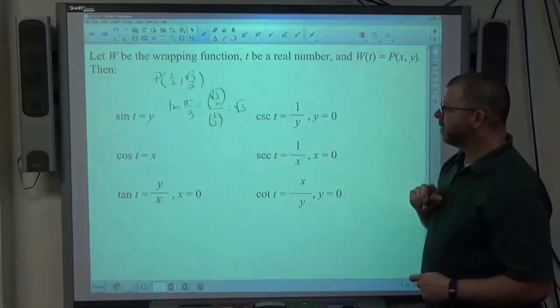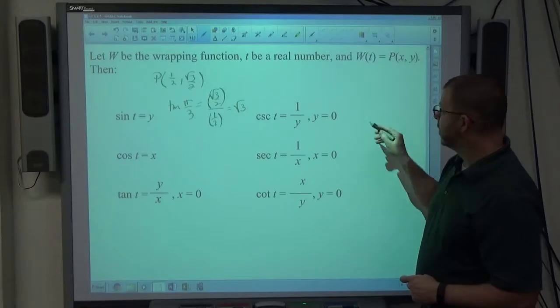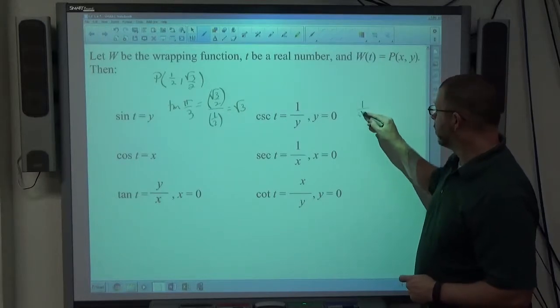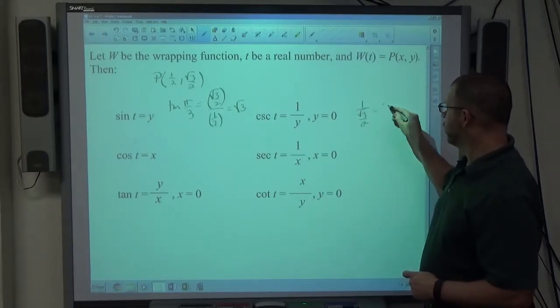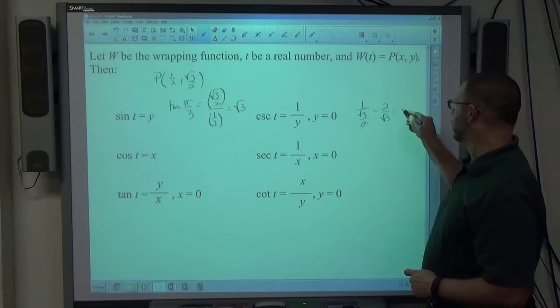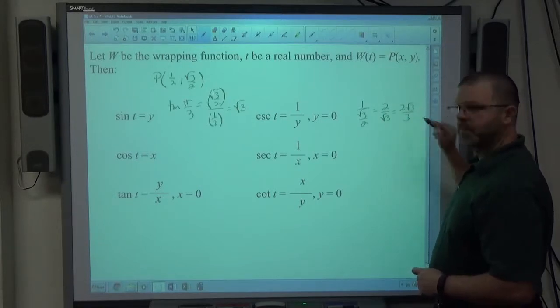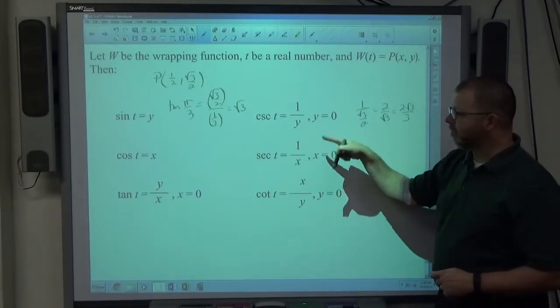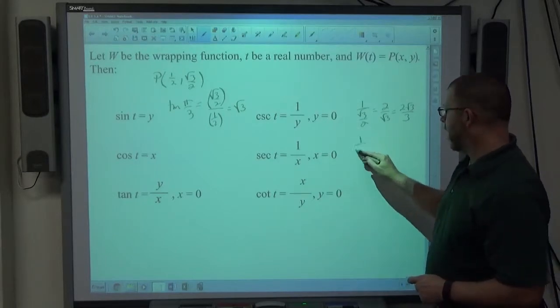The cosecant is just 1 over sine. That'd be 1 over the square root of 3 over 2, which is just 2 over the square root of 3, which is just 2 times the square root of 3 over 3. Secant is 1 over x, 1 over 1/2, that's just 2.